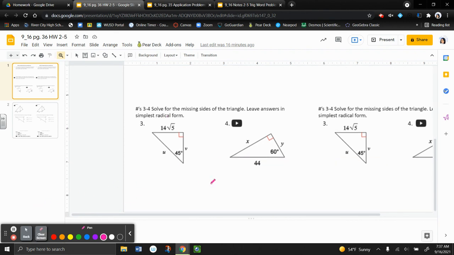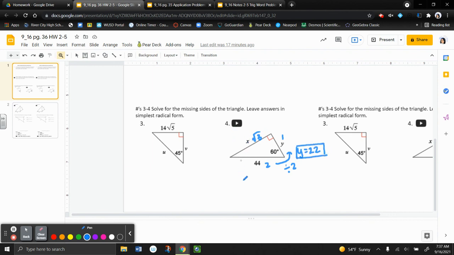All right, number 4, it's a special right triangle problem. So this is a 30, 60, 90. So I'm just going to write my other ratios here. The short side we know is 1, the hypotenuse is 2, and then the long side is equal to the square root of 3. So the quick way we can solve for y is remember that the hypotenuse is 2 times this. So if we divide by 2, that means y is going to be 22.